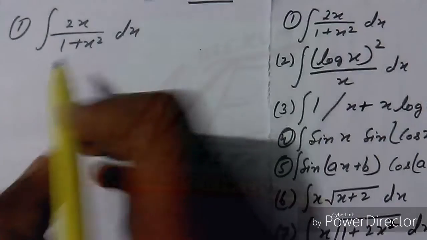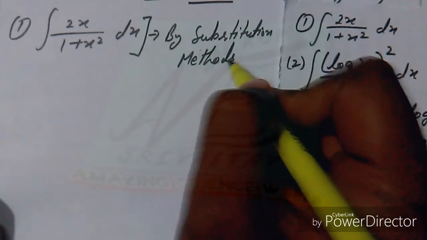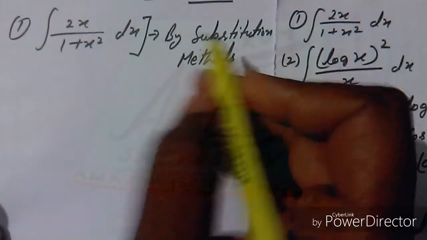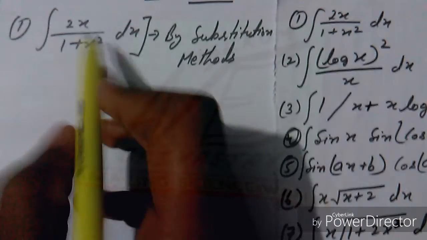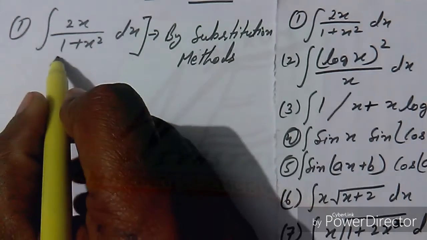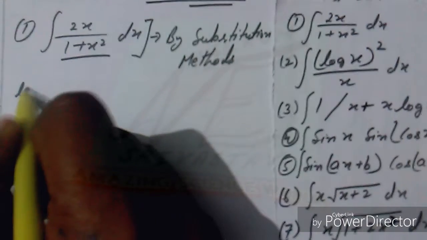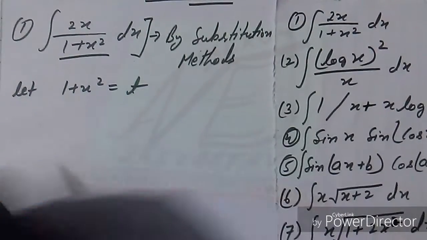My friends, we do all the questions by the substitution method. Now I will start the integration. First of all, we substitute the function. First of all, you see that it is 1 plus x square. Then suppose 1 plus x square, we take it is equal to t.